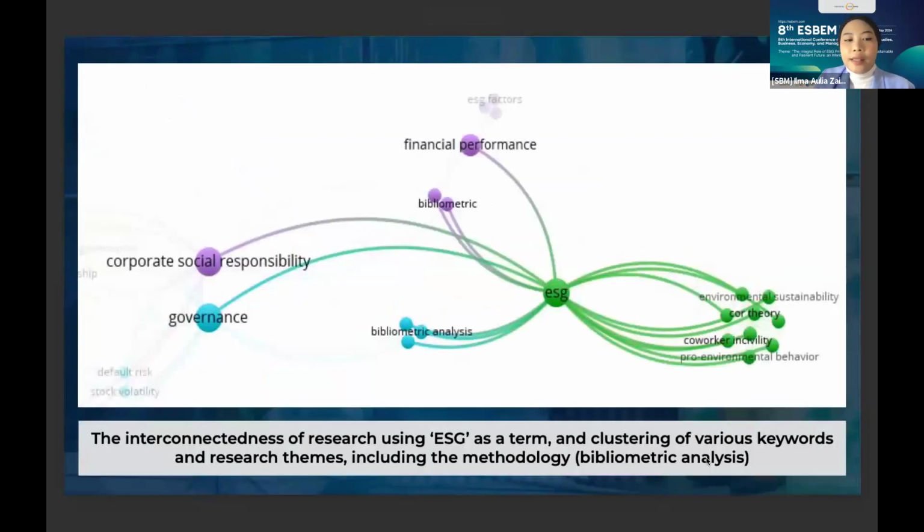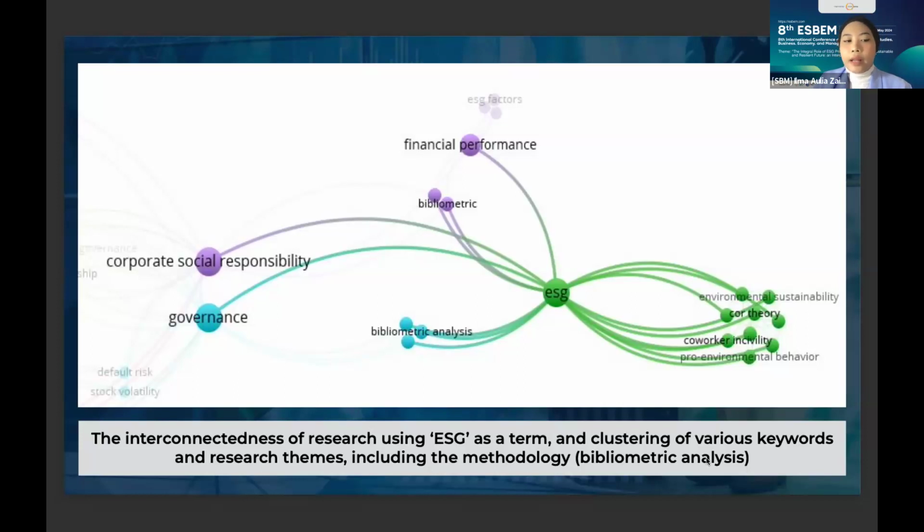Okay, so this is a more detailed view of the interconnectedness of research using ESG as a term, clustering various keywords and research themes, including the methodology, which is the bibliometric analysis. As you can see here, the most prominent node is ESG in green, which indicates that this is the central theme of the analysis.